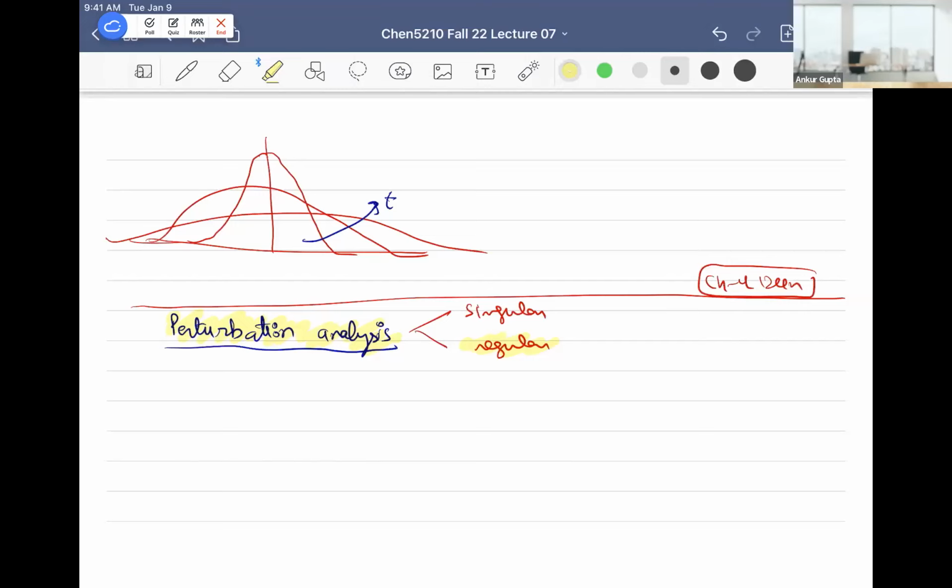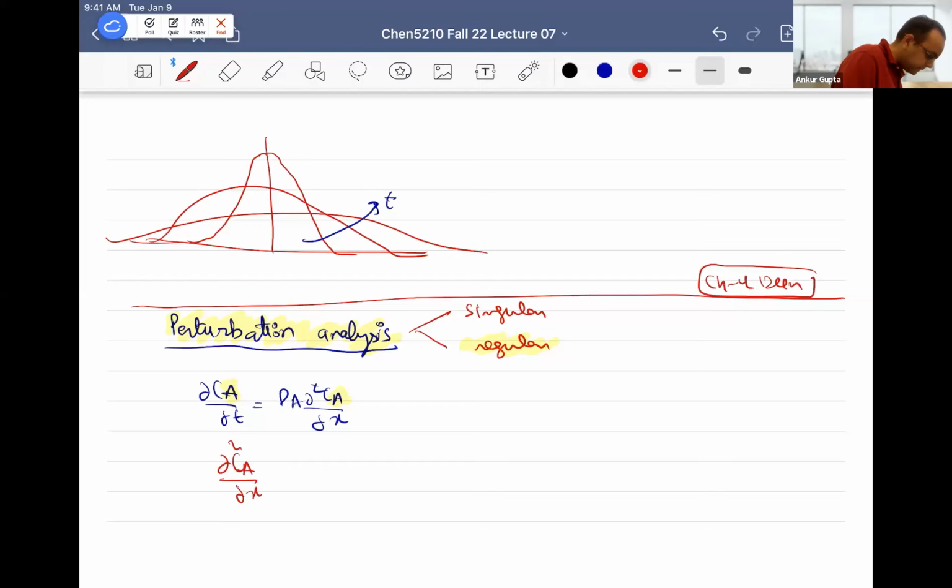The whole idea is that till now we have been working on linear problems. What are linear problems? Linear problems are where you do not have any coefficients that depend on the concentration. You have something like del C by del T is equal to D_A del square C_A by del X square. Or you have something like D_A del square C_A by del X square minus K_V C_A is equal to 0. These are called linear problems, where you simply have one exponent of C_A, that is C_A to the power of 1.